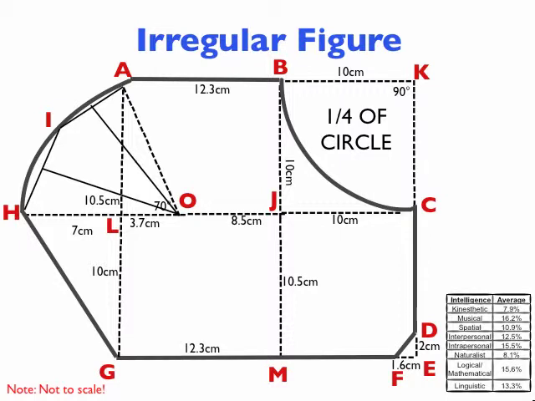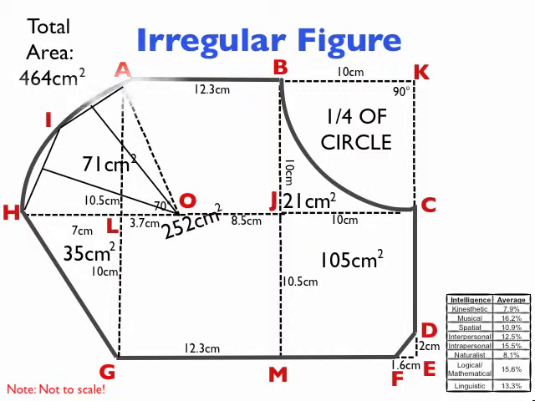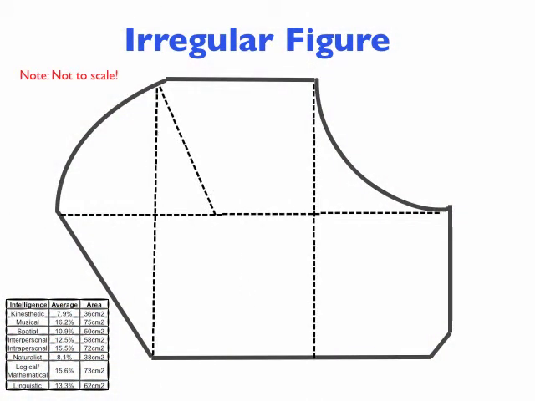After you finish the calculations for all the cut-off shapes, the total area for the figure should be 464 square centimeters. Now that we know the total area of the irregular figure, we can calculate the area of each intelligence. For example, kinesthetics. Its percentage is 7.9. Divide 7.9 by 100 and multiply it by 464. You should get an area of 36 square centimeters. You can do this for the rest of the intelligences.